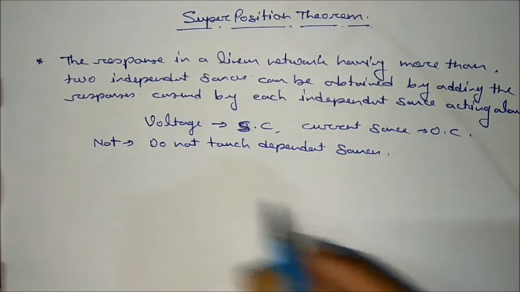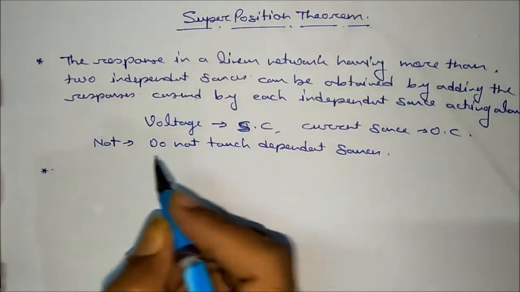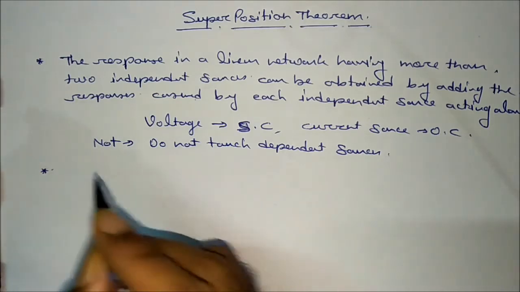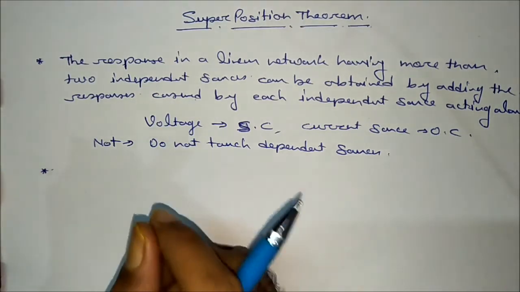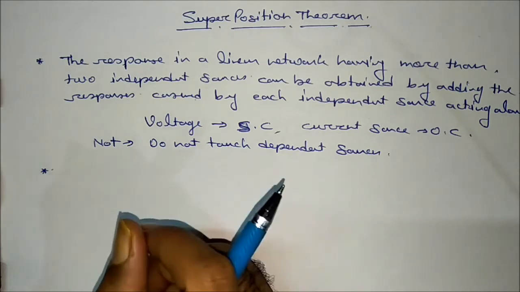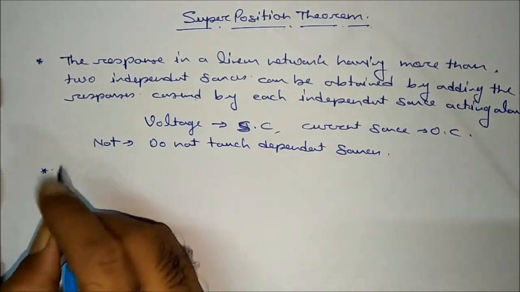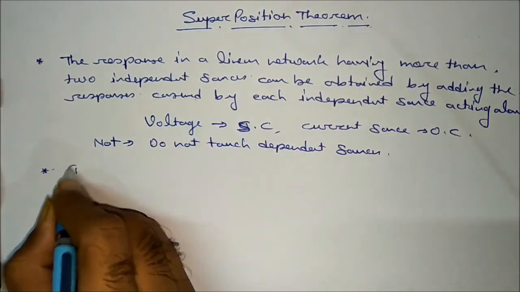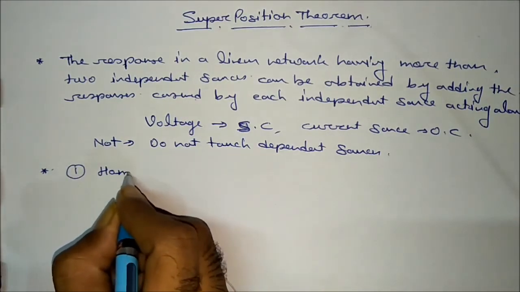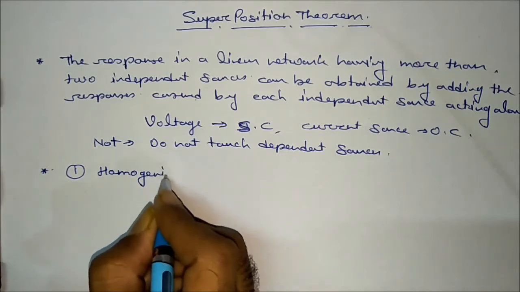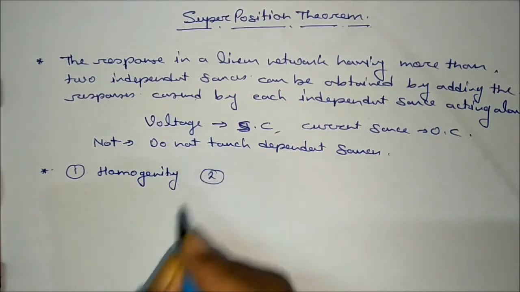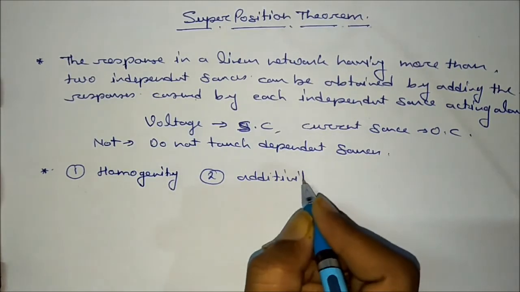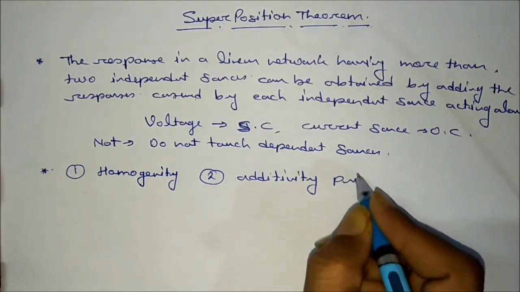Now the next point in this category: the superposition theorem is applicable only to linear networks. And what are linear networks? A linear network always satisfies two principles. One is known as the homogeneity principle, and the second one is known as the additivity principle.